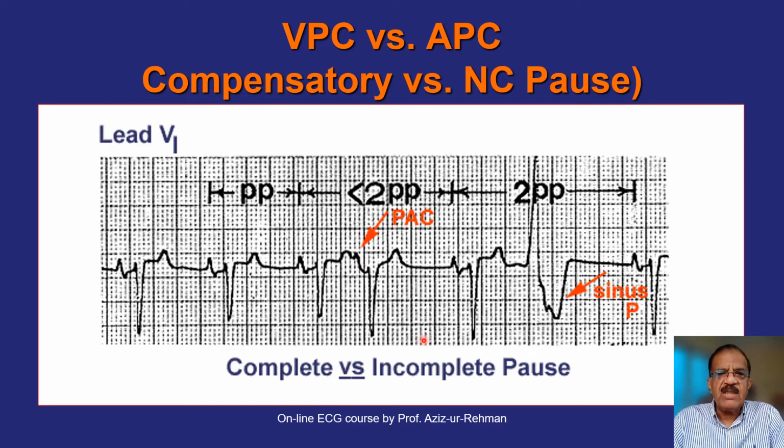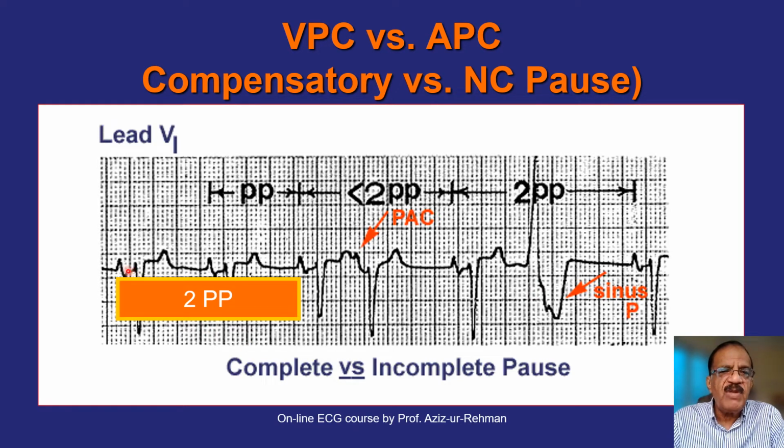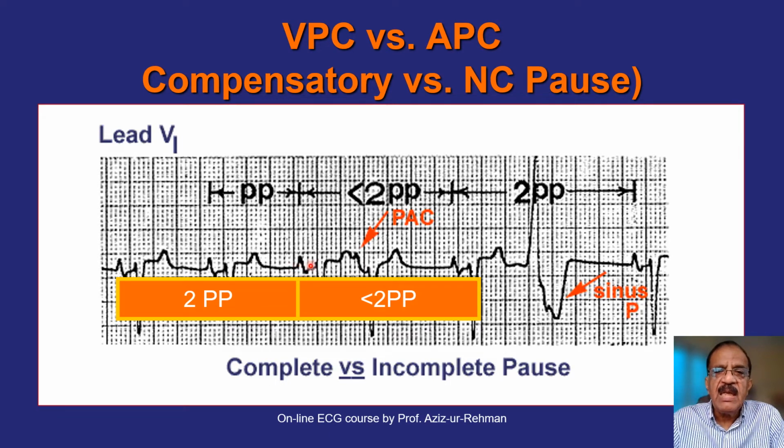Now this is a case where we just happen to have both atrial as well as ventricular premature beats. So I'm going to show you compensatory versus non-compensatory pause. Now this bar from this P to this P, including this one, is 2 PP, right? And this was an ectopic, premature atrial conduction, this one. And if we draw a line here, this P and this P, this does not correspond to this P. So this one has come earlier.